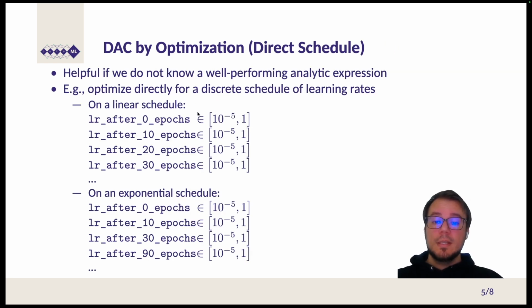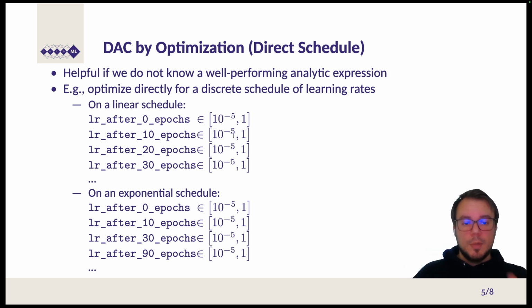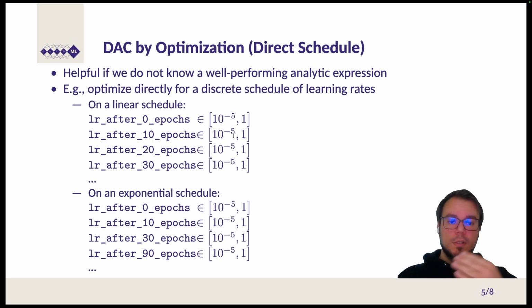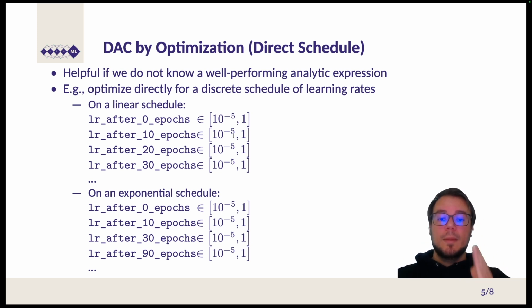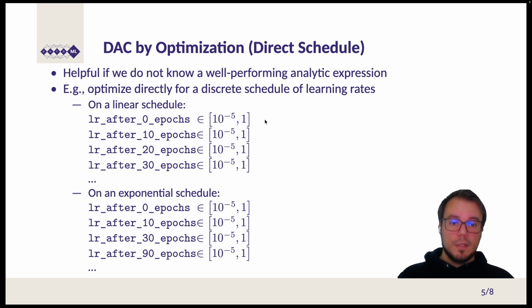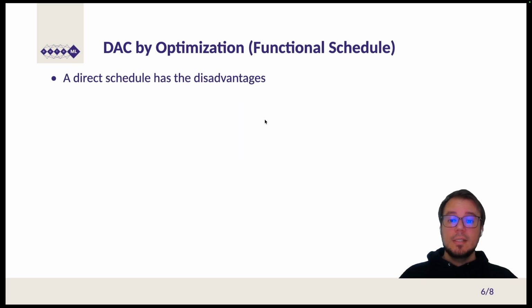So that means that after 0 epochs, you tune your learning rate. After 10 epochs, you tune your learning rate, and so on. But you would do this in a one-shot manner. So for example, just with your normal HPO, but treat these as individual hyperparameters. And while you might already get to some well-performing schedule this way, it might not be the most meaningful way of actually learning that. And in particular, a direct schedule has a few disadvantages.